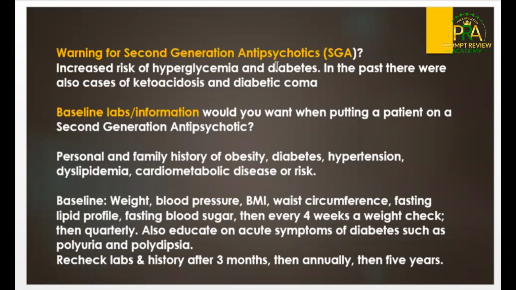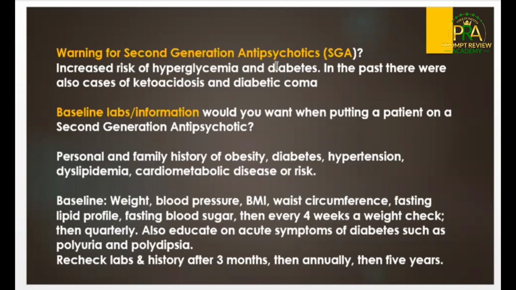So if you want to put a patient on a second generation antipsychotic, you need to know that this increases the risk for blood sugar problems, which is hyperglycemia and diabetes. Sometimes they say the research said in the past, there's always a risk for cases of ketoacidosis, which is true for somebody that has diabetes, and diabetic coma. But remember, hyperglycemia, diabetes.